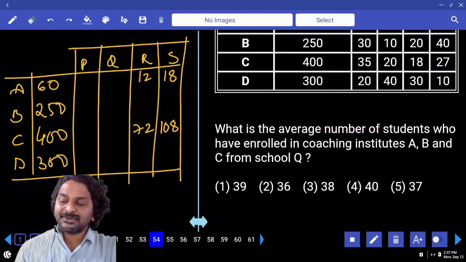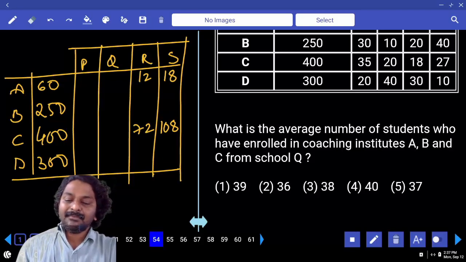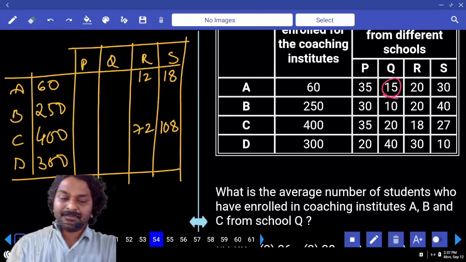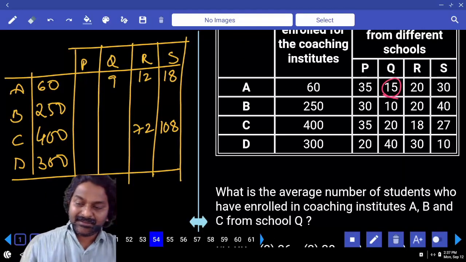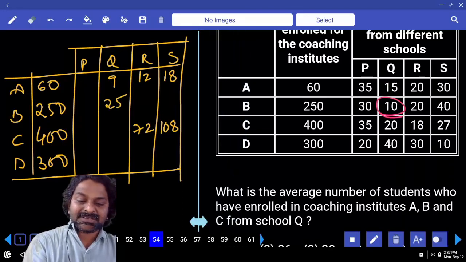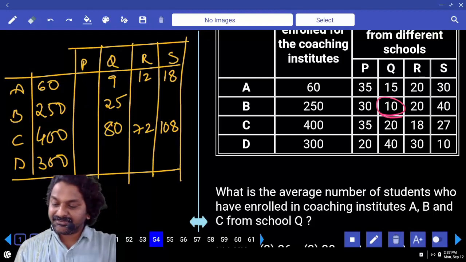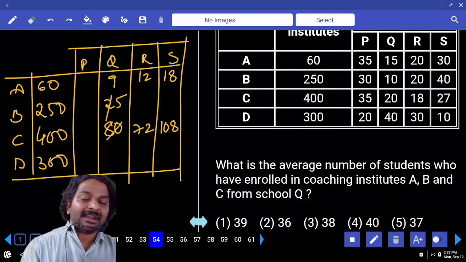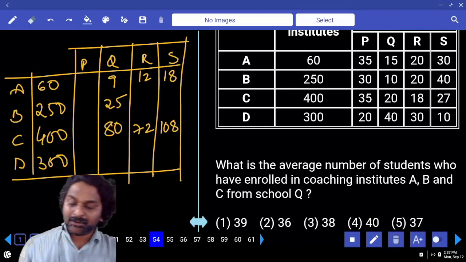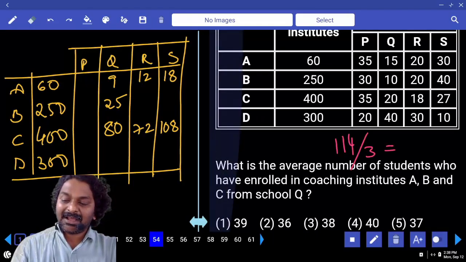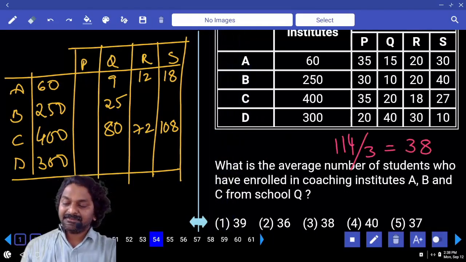What is the average number of students who have enrolled in coaching institutes A, B, C from Q? Q, A, B, C, correct? A, what percent? Which is 9 only. Next 10%. Next 20%. For 3 numbers we were asked to calculate the average. That is 80, 20, 100, 9 plus 5, 14, total 114. We were asked to calculate the average, that is by 3. Answer 38. Third option.